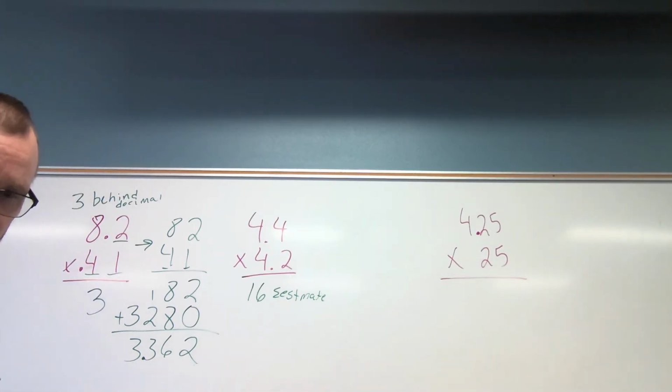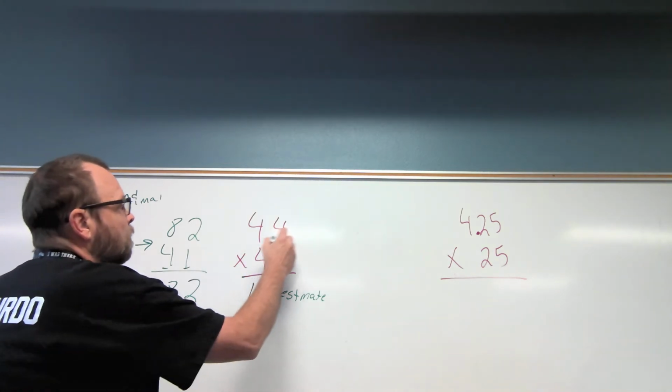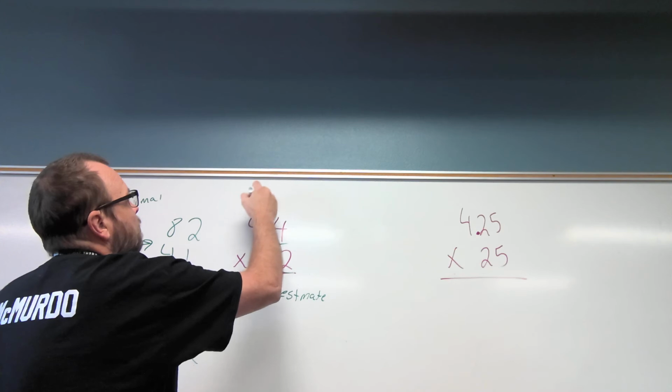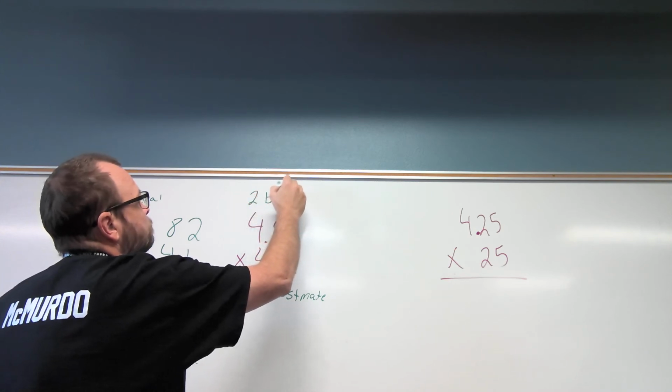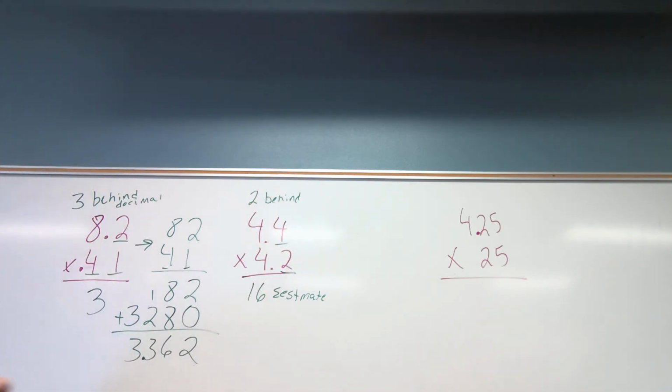Maxwell's not here. Zach, how many numbers will be behind the decimal point in my answer? 2. There are 2 behind it in the problem. There need to be 2 behind it in the answer.